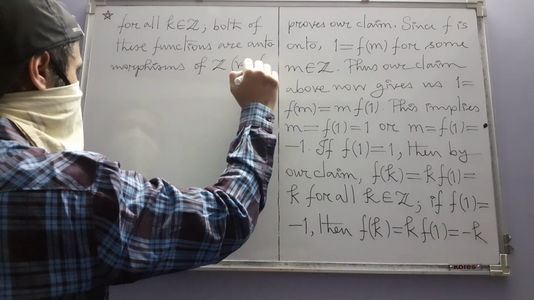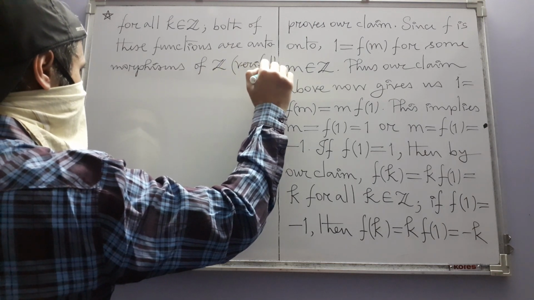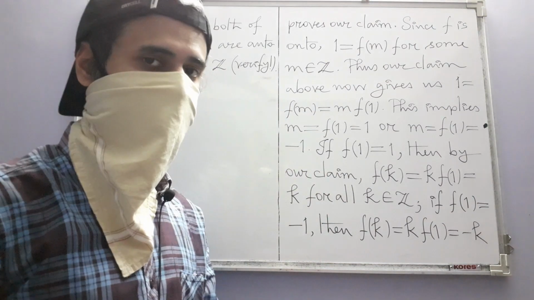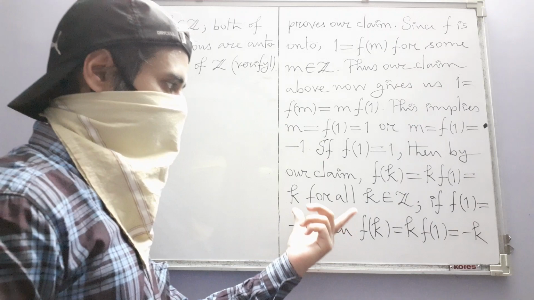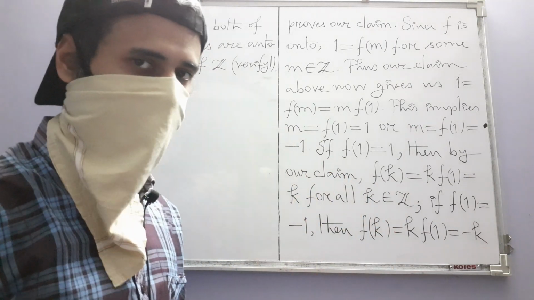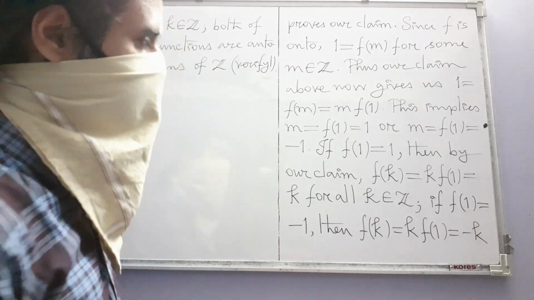Okay. So that means these are the only two automorphisms, and as such the automorphism group of the additive group of integers has only two elements. It is a two-element group.